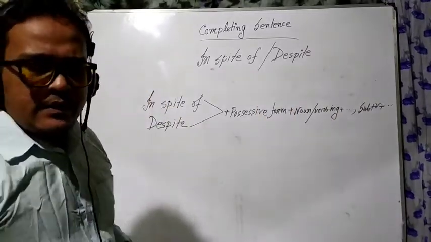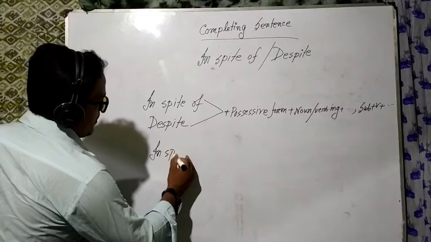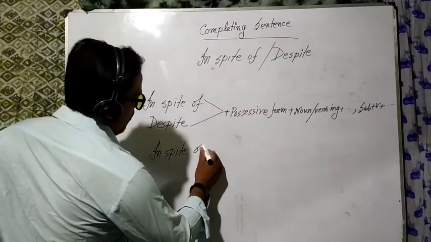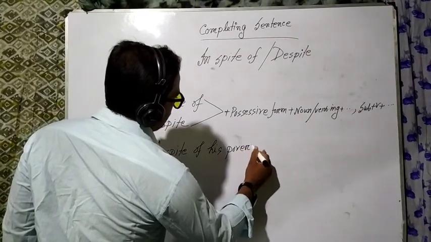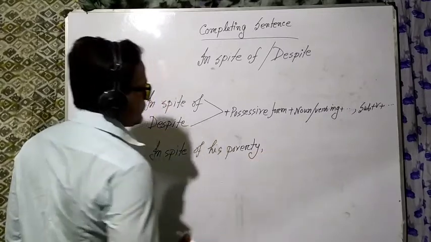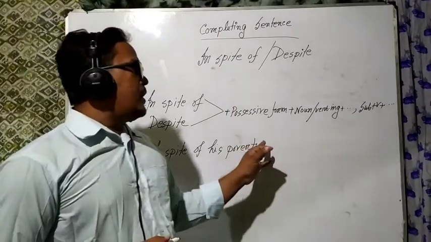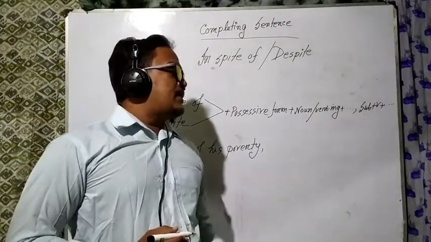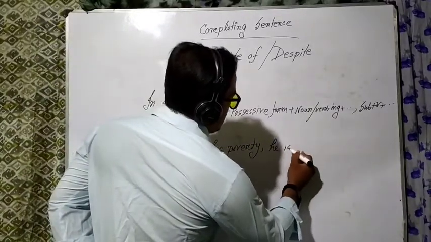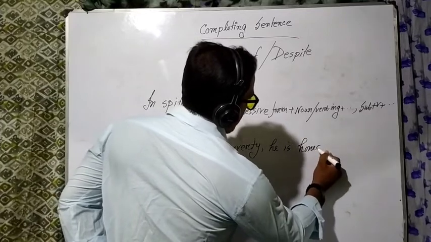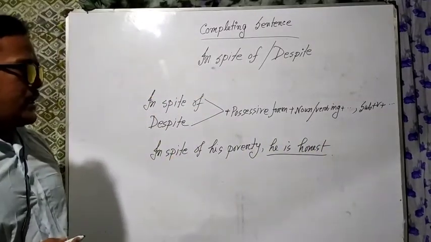Now have a look at some examples. In spite of his poverty. In spite of his poverty, then we have to complete the another part of the sentence, subject plus verb. He is honest. Okay, now I give you another example.